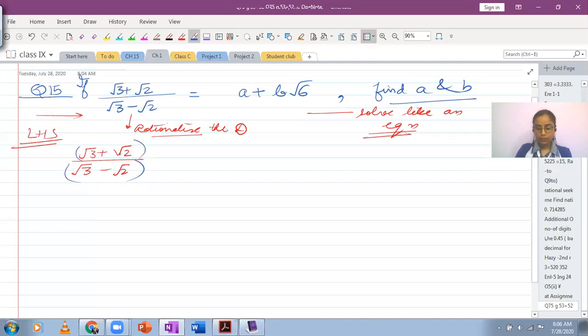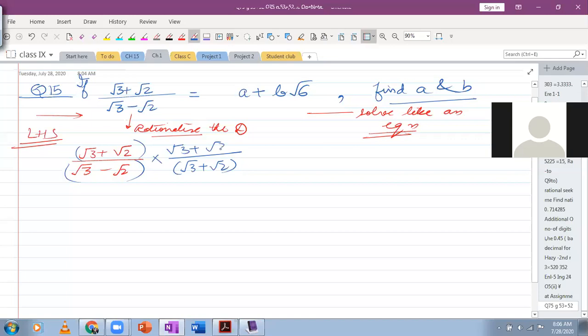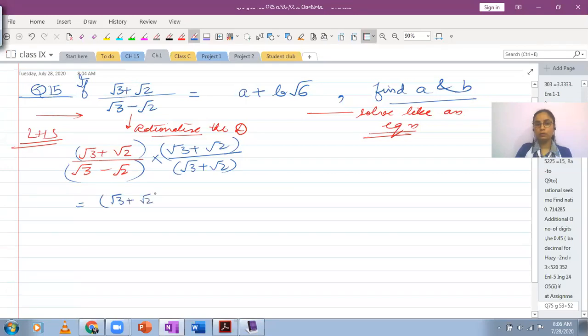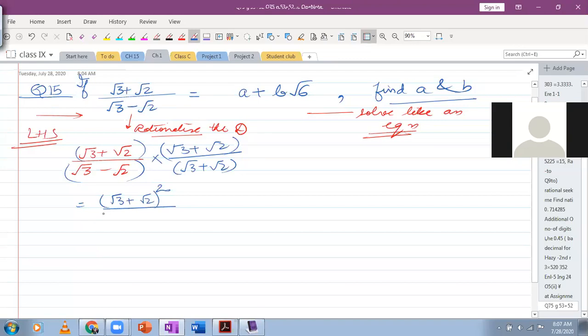So this is what we have here. And what I'm going to do is multiply with the expression root 3 plus root 2 over root 3 plus root 2. Let's simplify. In the numerator now, I've got root 3 plus root 2 whole squared. I have the same binomial multiplied with itself. Root 3 plus root 2 multiplied by root 3 plus root 2. So this is root 3 plus root 2 whole squared.